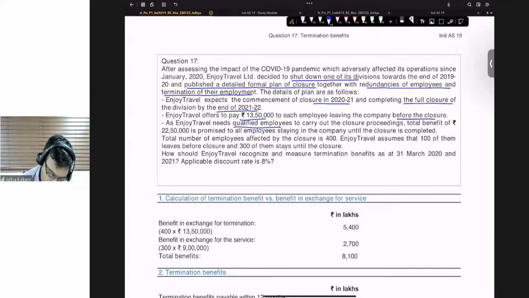So to carry out closure proceedings, total benefit of 22,50,000 is promised to all employees staying in the company until the closure is completed. Total number of employees affected by the closure is 400. Assumes that 100 of them will leave before closure, 300 of them will stay until the closure. How should Enjoy Travel recognize and measure termination benefits as at 31st March 2020 and 2021? Applicable rate of discount is 8%.